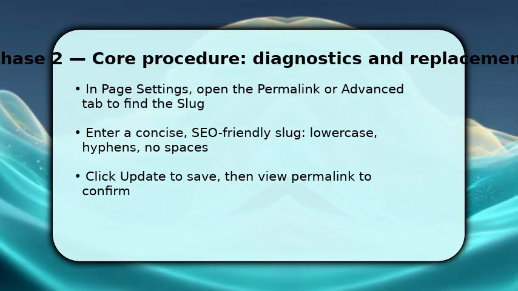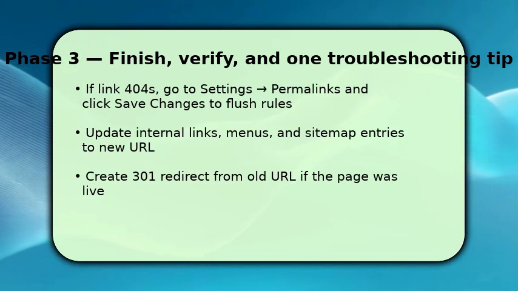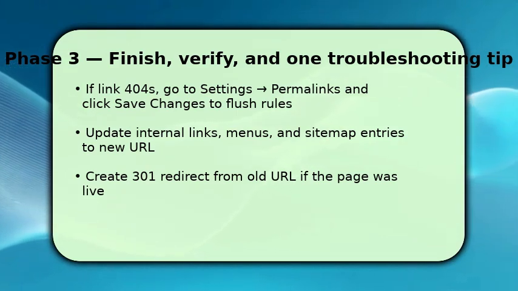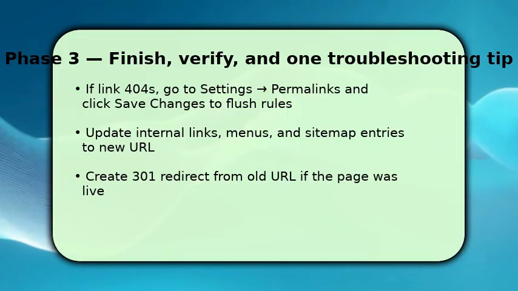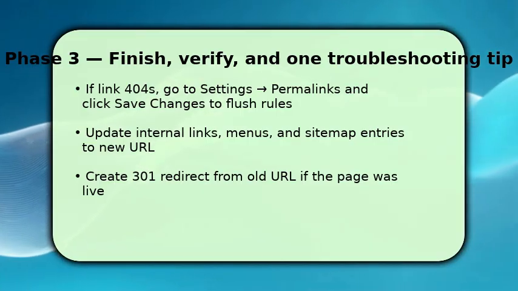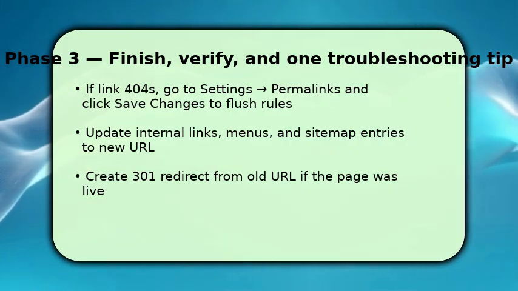Finish by verifying everything works and handling redirects. After updating, test the new URL in a private browser tab. If you see a 404, go to Settings, Permalinks, and click Save Changes to flush rewrite rules. Make sure you update internal links and menus that pointed to the old URL, and update your sitemap or notify your SEO plugin. If the old URL was indexed or linked externally, create a 301 redirect so you preserve traffic and rankings.